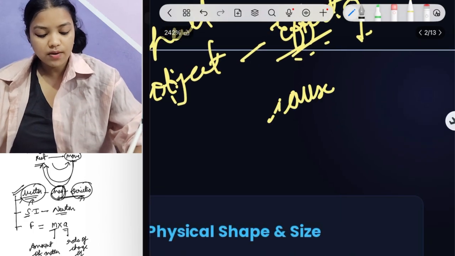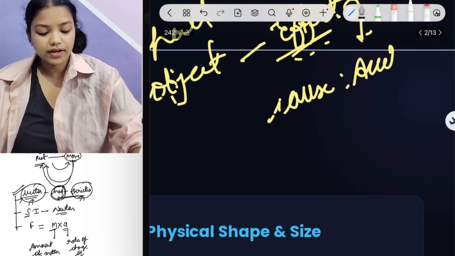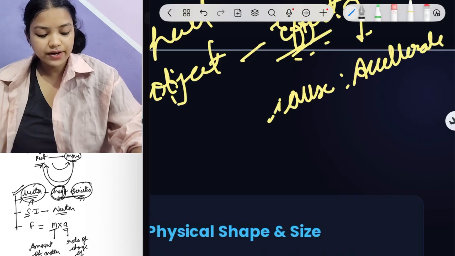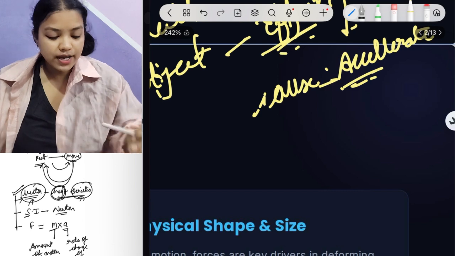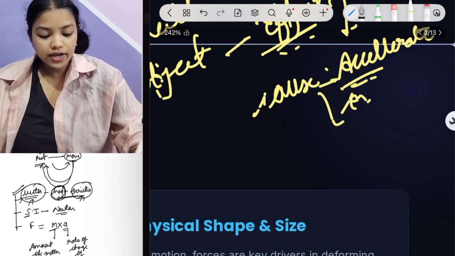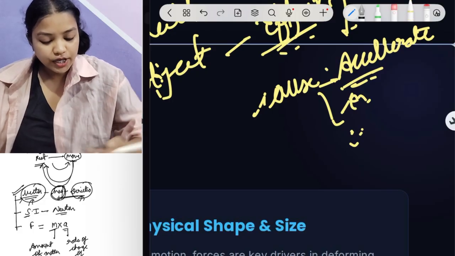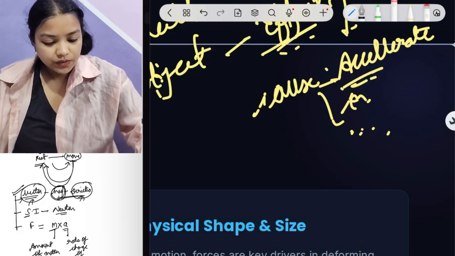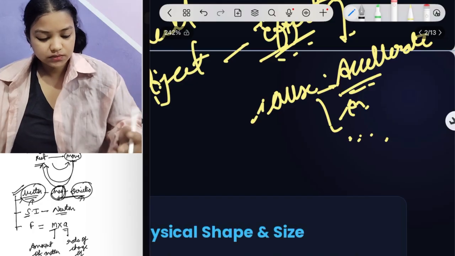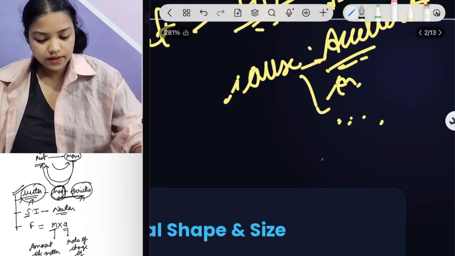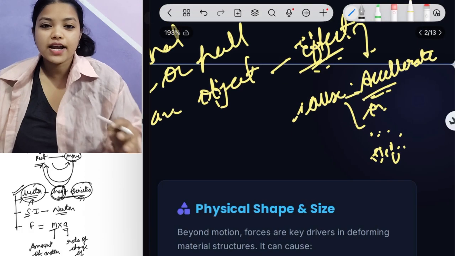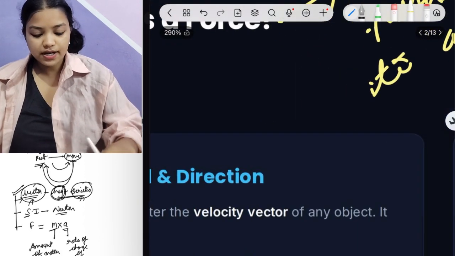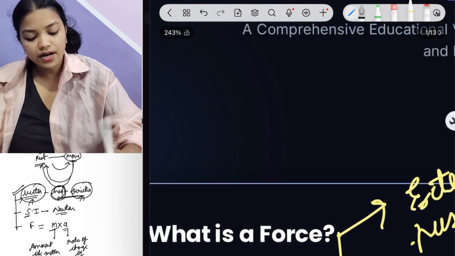इसका effect क्या होगा? Accelerate कर देगा, body को move करेगा, accelerate करेगा. Is it clear? If the body will accelerate, then और क्या कर सकता है? It can deform. That is, it can change the shape and size. Is it clear?